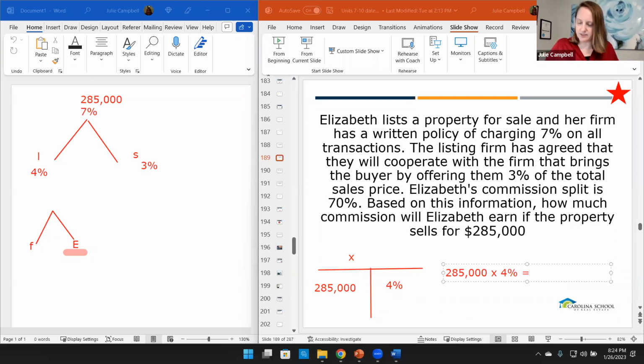And I'm going to get a listing side commission of $11,400. This is how much the side is going to collect. Is that not right? I'm getting some confused looks. Do I have questions? Did I do something? Times 4%. Yeah. What questions do I have? We did one tier. We figured how much the side's going to get.